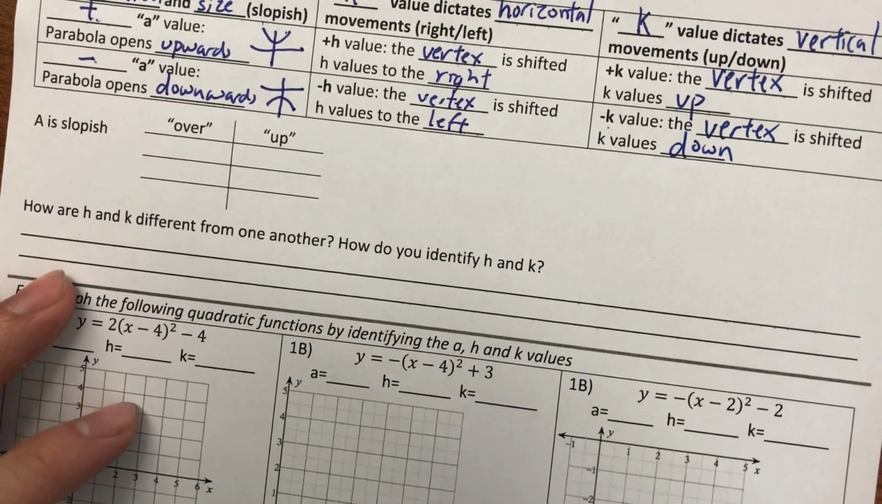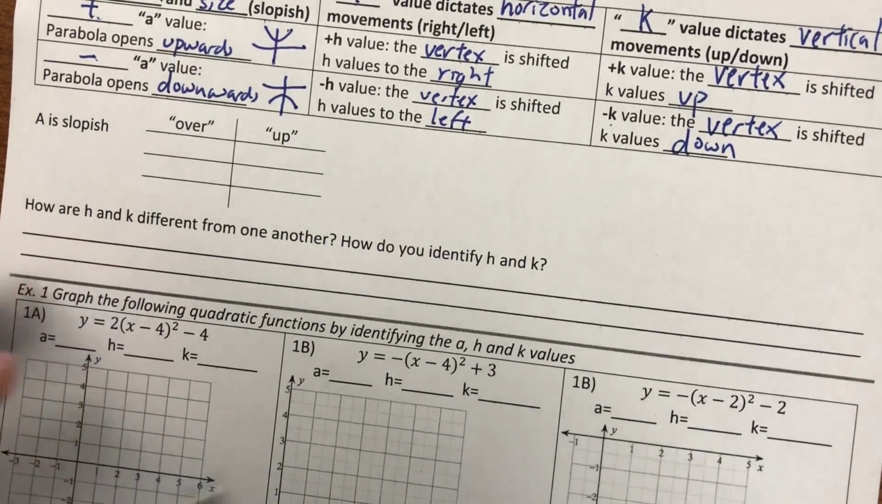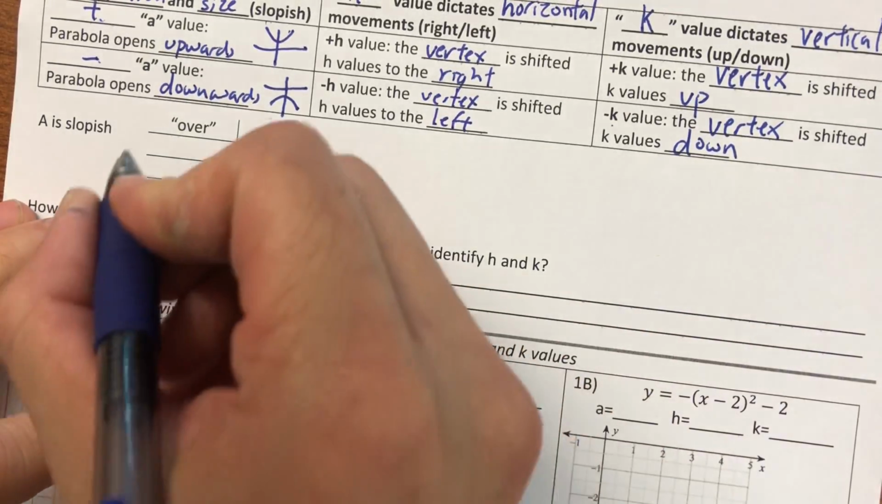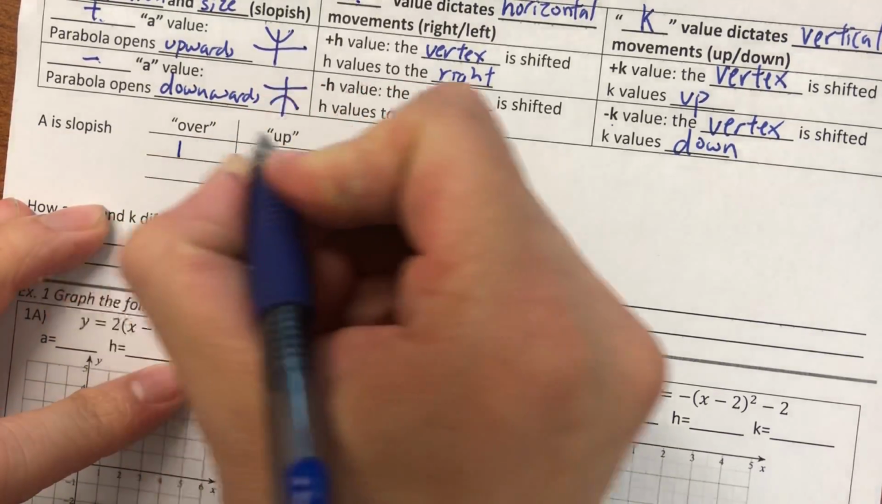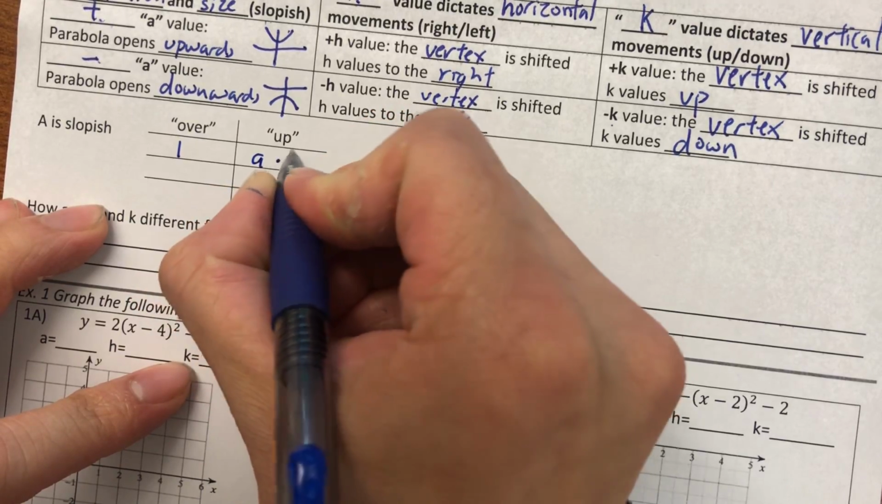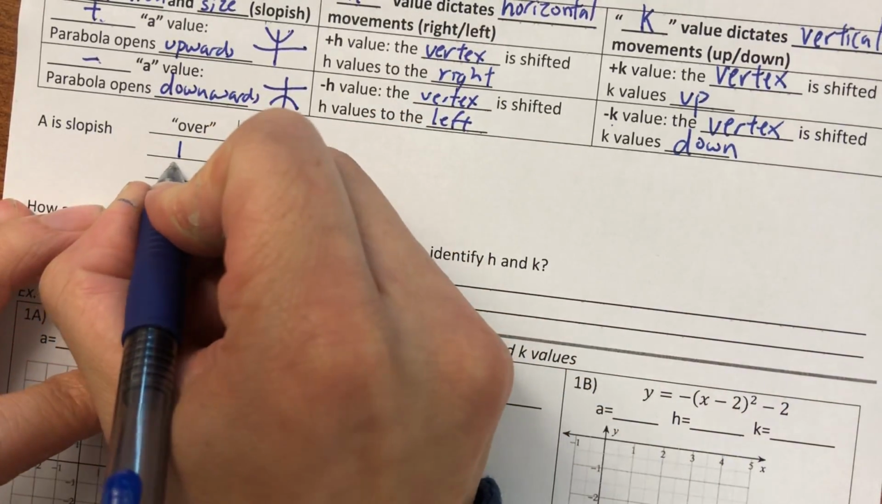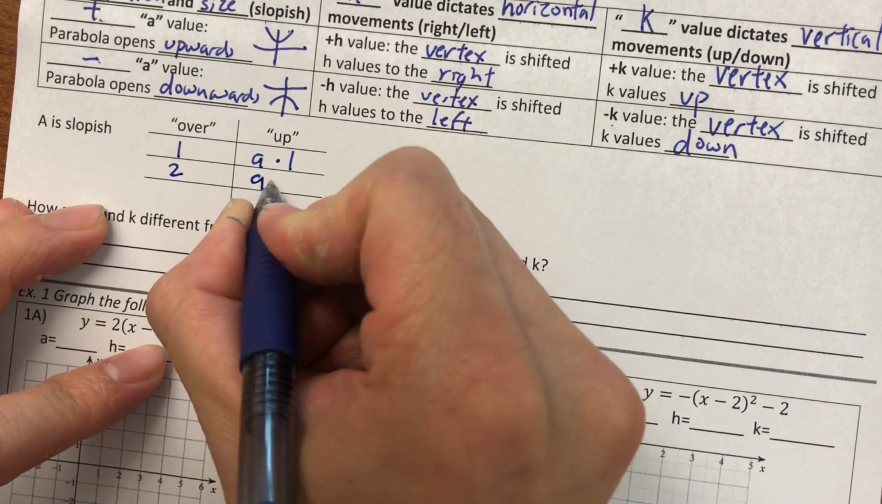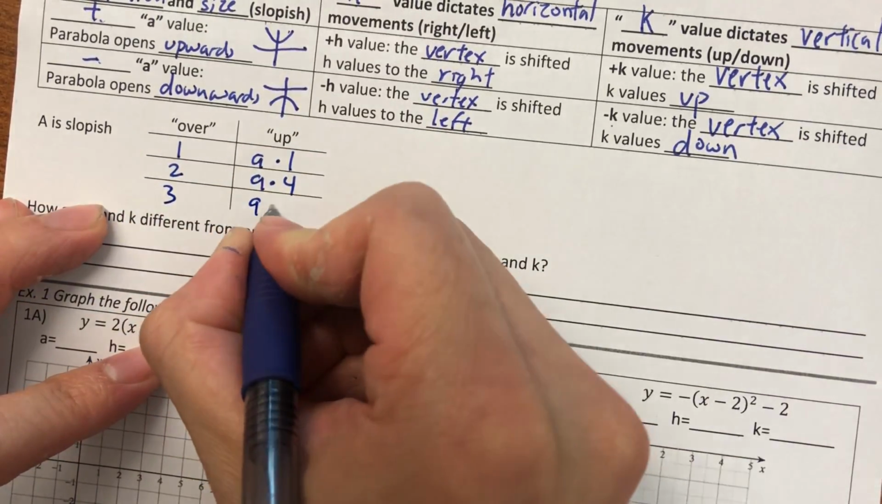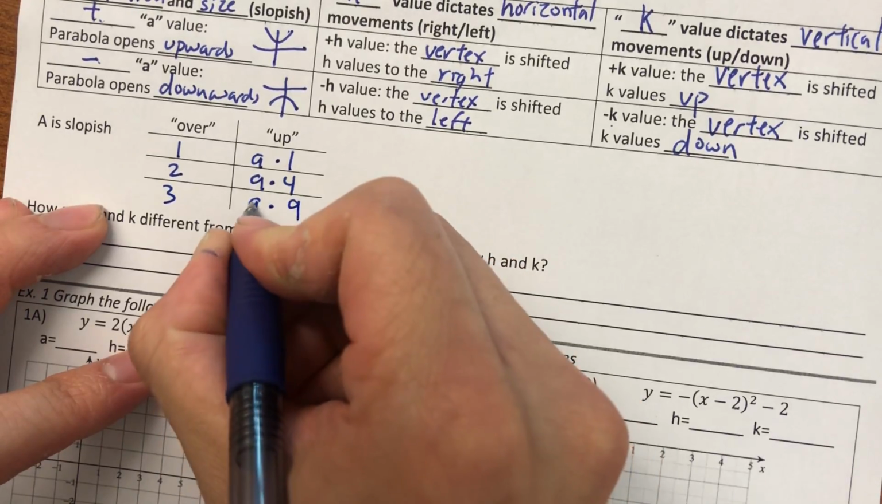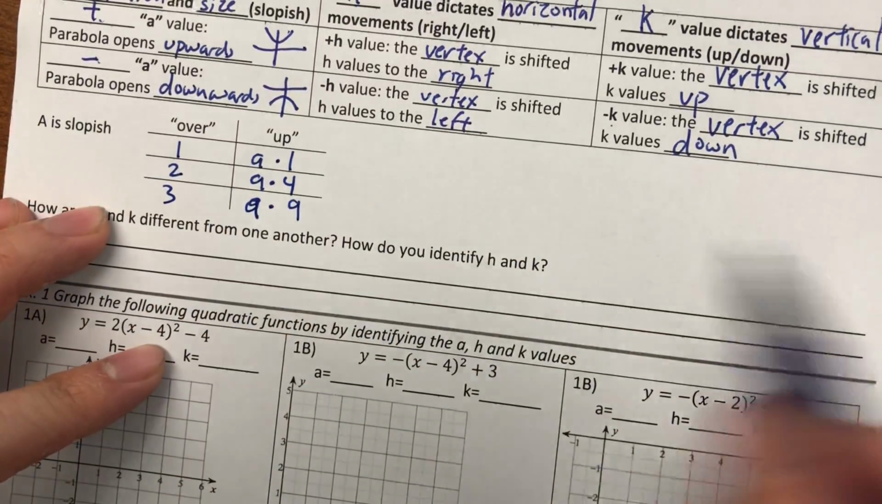And here we're going to get introduced to slopish. It's kind of like slope, but it's not really slope, so that's why we call it slopish. It's not a real word, don't look it up. All right, so based off our parent function, it's going to be over 1 up a times 1, over 2 up a times 4, and over 3 up a times 9. Wow. That is all a's.